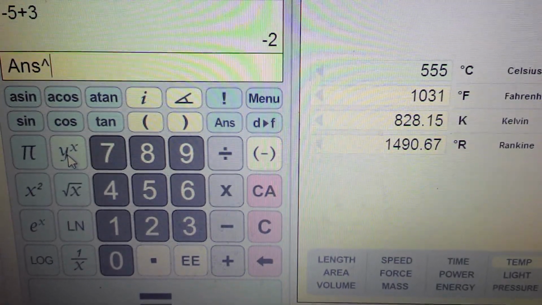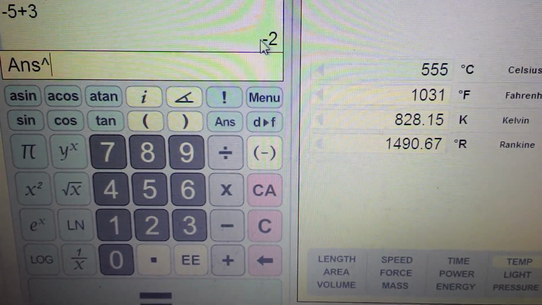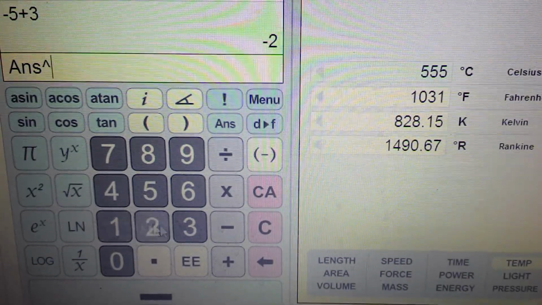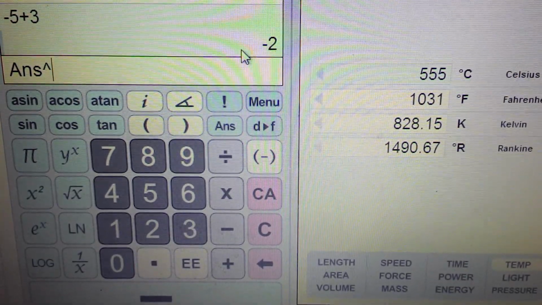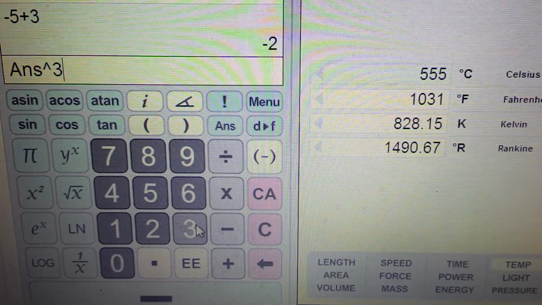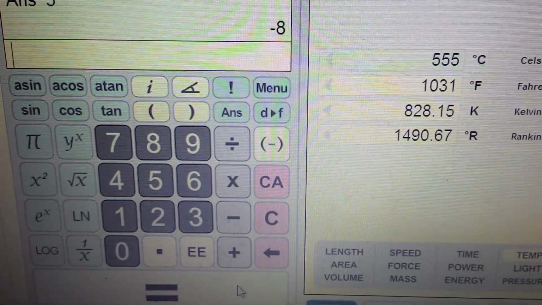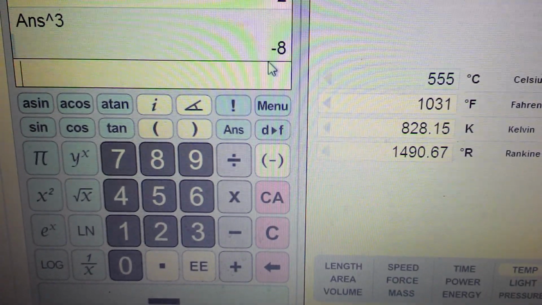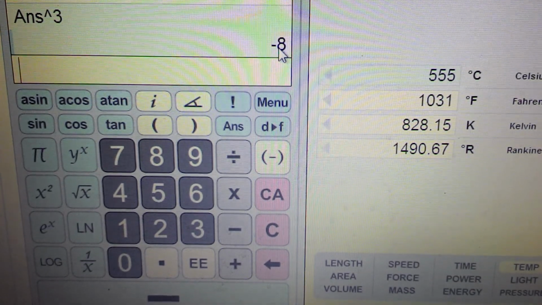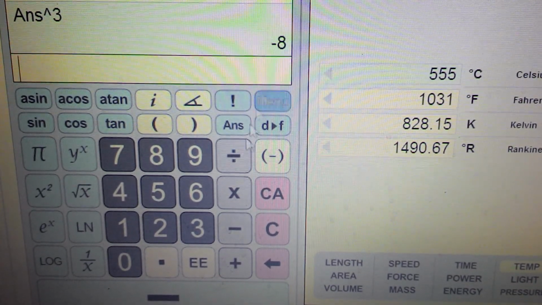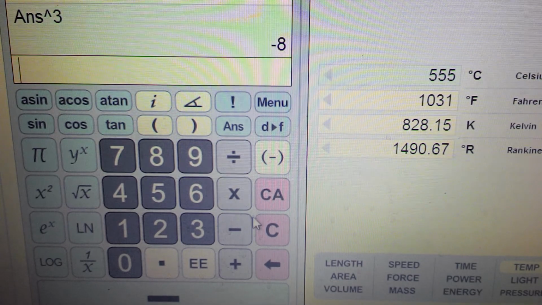How? Let's go right here. We can take the answer, negative 2, and raise it. Let's say we'll take negative 2 to the third power, which is the same as 2 times 2 times 2, which will get negative 8.